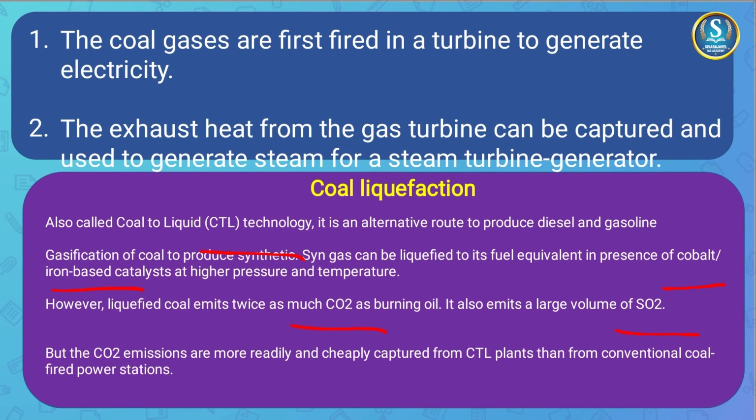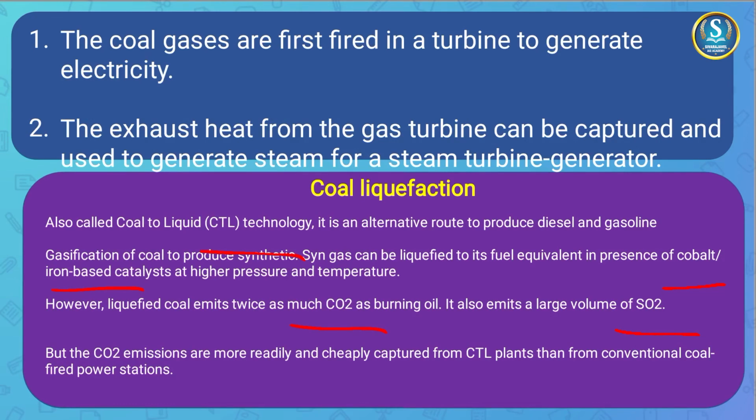No, not at all. There's a solution for this. The carbon dioxide emissions are more readily and cheaply captured from these CTL plants than from conventional coal-fired power stations. Most of the power stations we use now, almost 70% of the electricity that we produce, are from thermal power plants, that is, using coal. But there, capturing that carbon and storing it, that is, carbon sequestration, is a difficult process. At the same time, in the case of this liquid coal, capturing the carbon and storing it is much easier and cheaper.